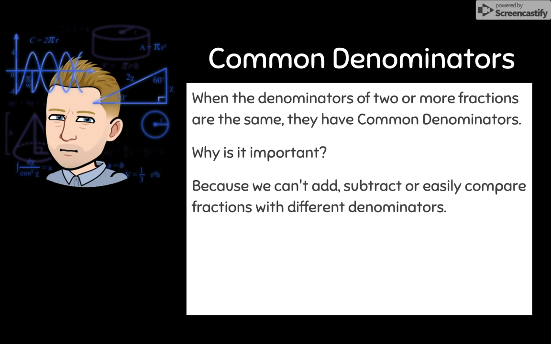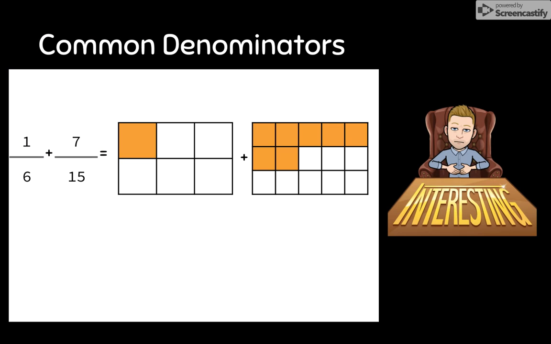When the denominators of two or more fractions are the same, it's said that they have a common denominator, or they share a common denominator. Why is it important? Because we can't add, subtract, or easily compare fractions that have different denominators. Here's a good example. Add these two fractions together. What's 1/6 plus 7/15? They don't share a common denominator, so it's very hard to add them together.